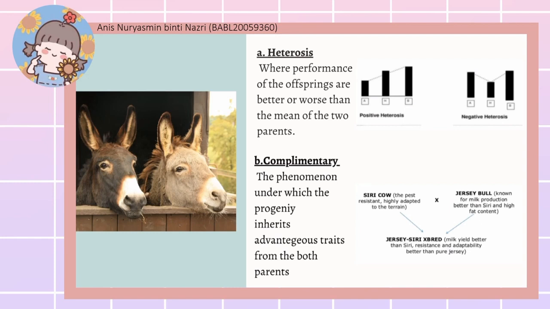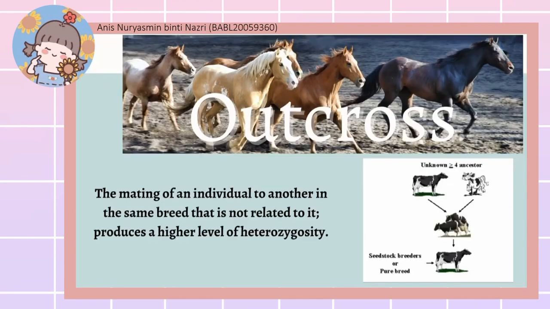for example, a Sarie cow crossed with a Jersey bull will become a Jersey-Sarie crossbred. What is outcross? Outcross is the mating of an individual to another in the same breed that is not related to it. It means it produces a high level of heterozygosity.